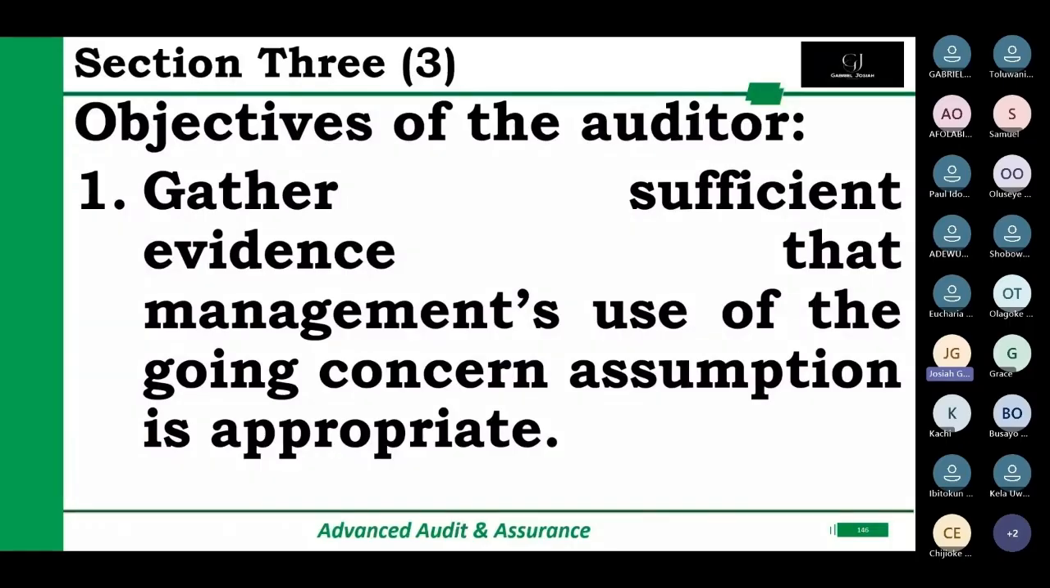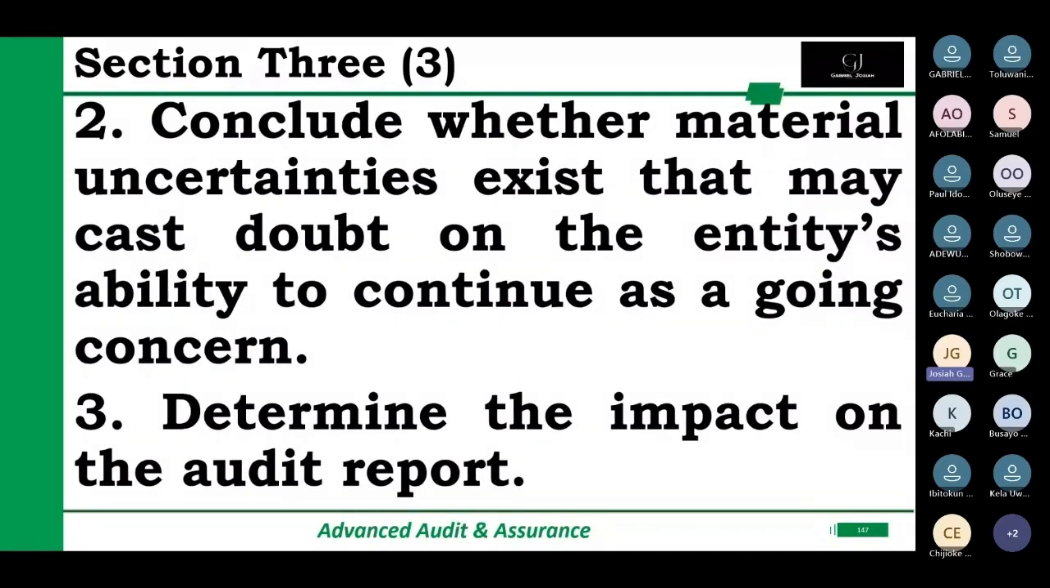So in assessing the going concern of a company, the auditor needs to gather sufficient appropriate audit evidence that management's use of the going concern concept or assumption is appropriate and relevant to what they've prepared as their financial statements. This is very important. So the objective of the auditor is to gather his evidence based on this. He also needs to conclude whether material uncertainties exist that may cast doubt on the entity's ability to continue as a going concern.